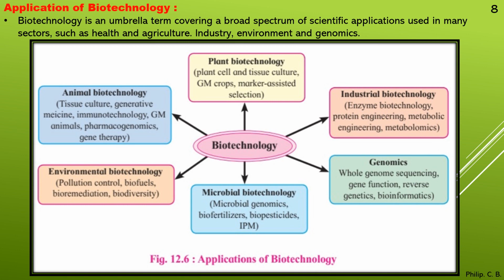Also environmental biology, where pollution control, biofuel, bioremediation and biodiversity are carried out. Third, microbial biotechnology, with microbial genomics, biofertilizers, biopesticides, IPM. Genomics covers whole genome sequencing, gene function, reverse genetics, bioinformatics. Industrial biotechnology includes enzyme biotechnology, protein engineering, metabolic engineering, metabolomics, whereas plant biotechnology includes plant cell and tissue culture, GM crops like GM animals, and marker assisted selection. So these are some of the applications of biotechnology.